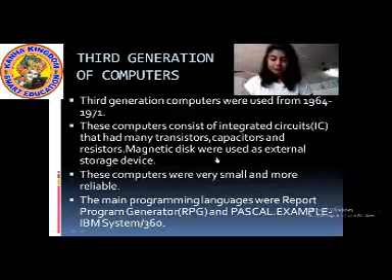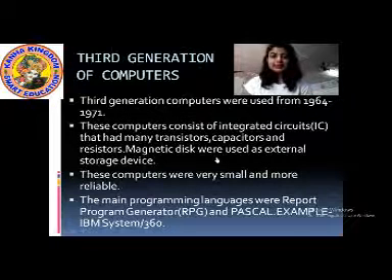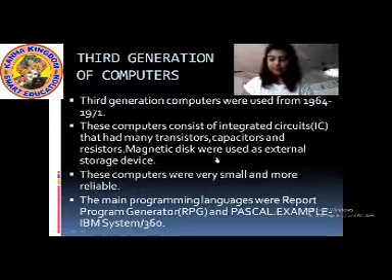Now, these computers used transistors, capacitors and resistors. Integrated circuits means electronic parts. These computers were run through electricity. Transistors, I have already told you, means electronic equipment that is used in the computer system.